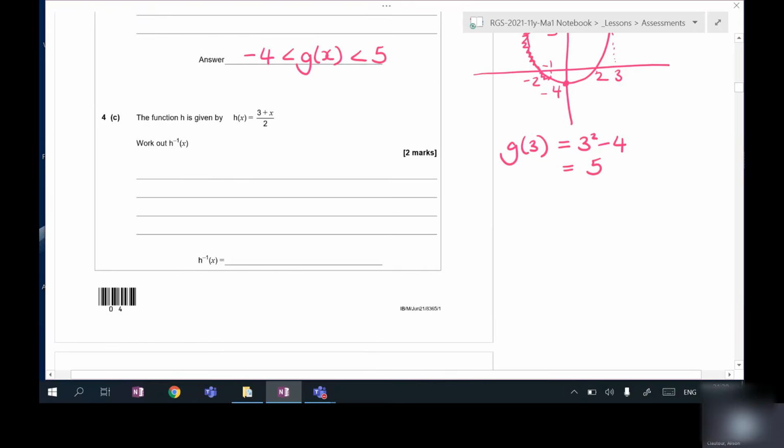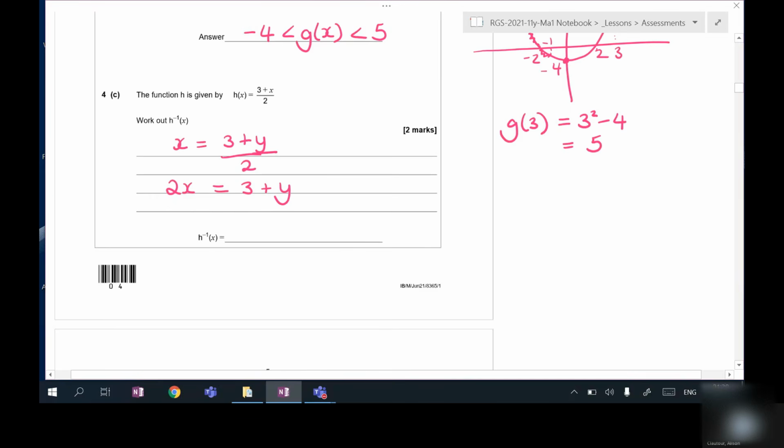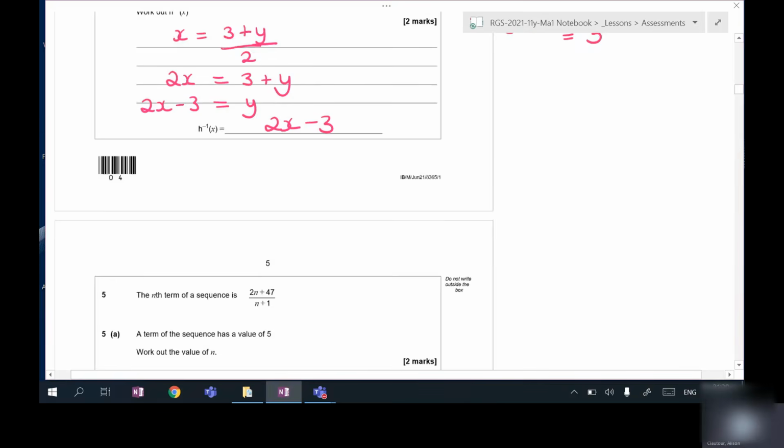And part C wants us to work out the inverse function. So remember, with the inverse function, we swap the x and the y around and then rearrange to make y the subject. So if I rearrange this, that means my inverse function, h minus 1 of x, is 2x minus 3. So easy peasy, an exact overlap with a question that you could get in GCSE maths as well.